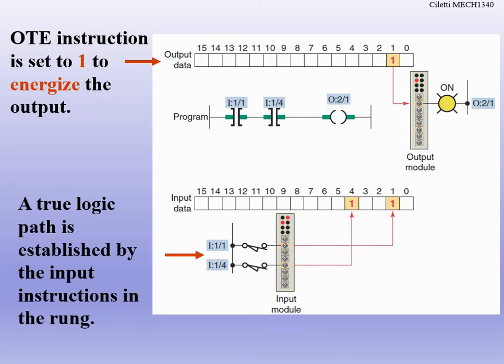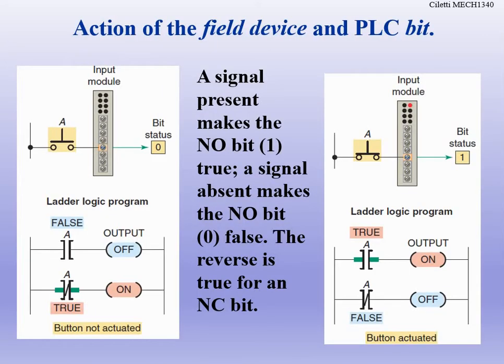So just basic instruction. Like I said, even though this is Allen Bradley stuff, this is common to every single ladder logic type proprietary program that you're going to be writing with. You either have normally open, normally closed contactors, and you have an output coil that turns things on or off. And that's kind of the action of what we call the field device. A signal present makes the normally open bit 1 true, and a signal absent makes the normally open bit 0 false. And the reverse is true if we're talking about the normally closed contactors.